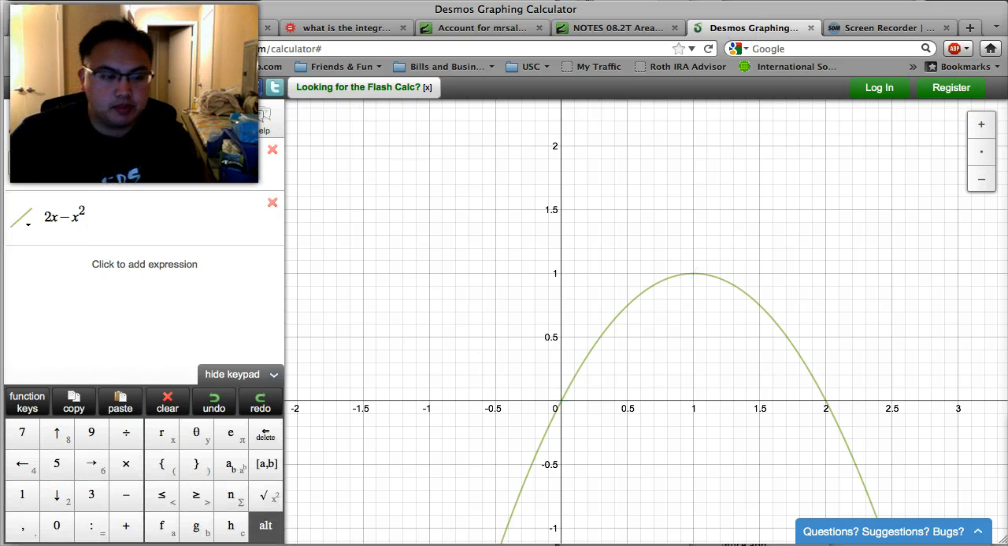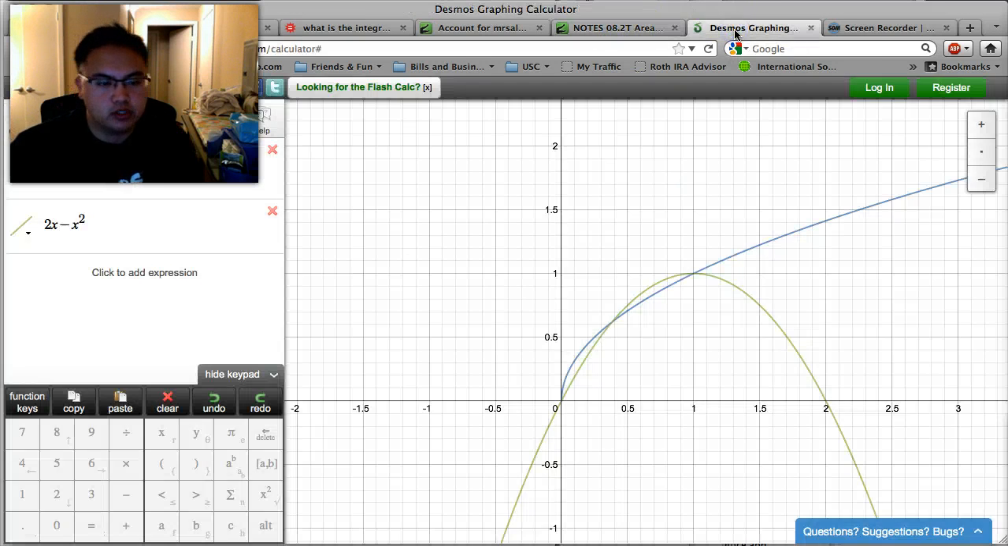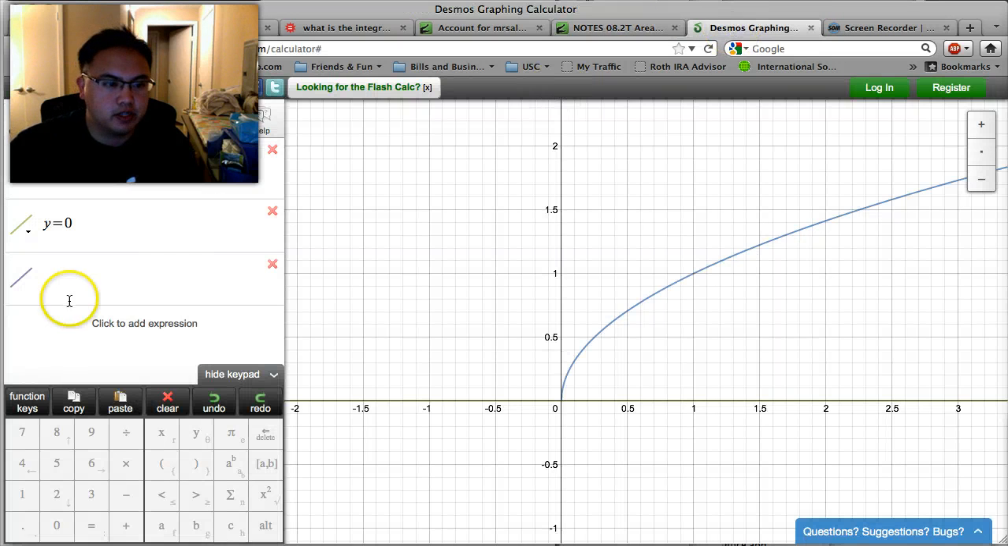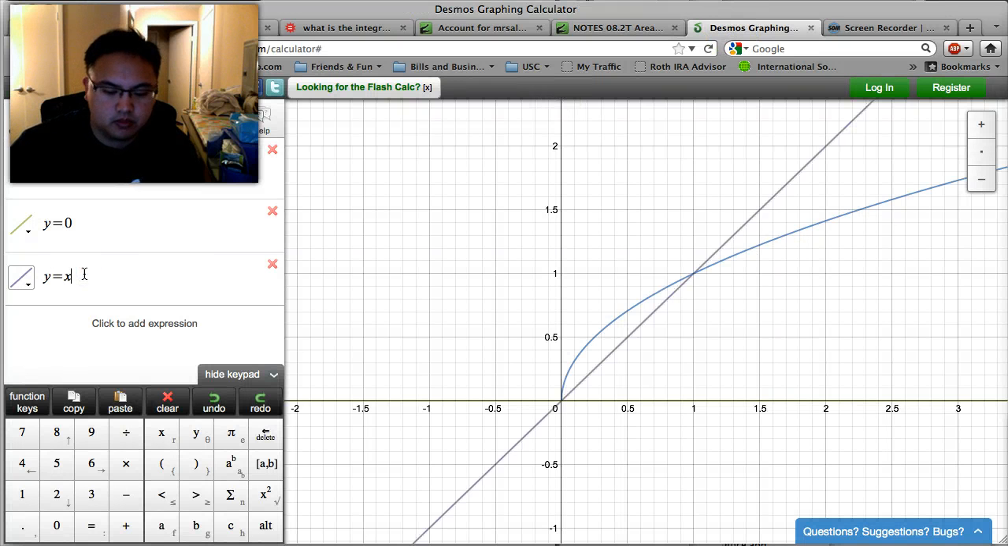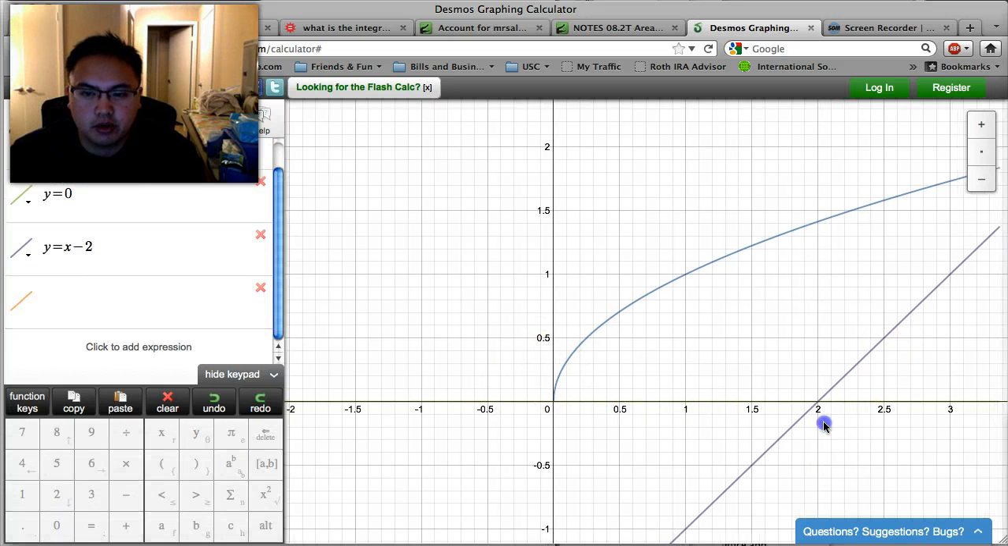Radical x, which is the same thing as x to the half. We also wanted y equals 0, so let's type in 0 so you guys can visualize it. Y equals 0, so let's see that green line down there, and y equals x minus 2. So on a graphing calculator, there's the picture of that. Here's the green, here's the blue, here's the purple.